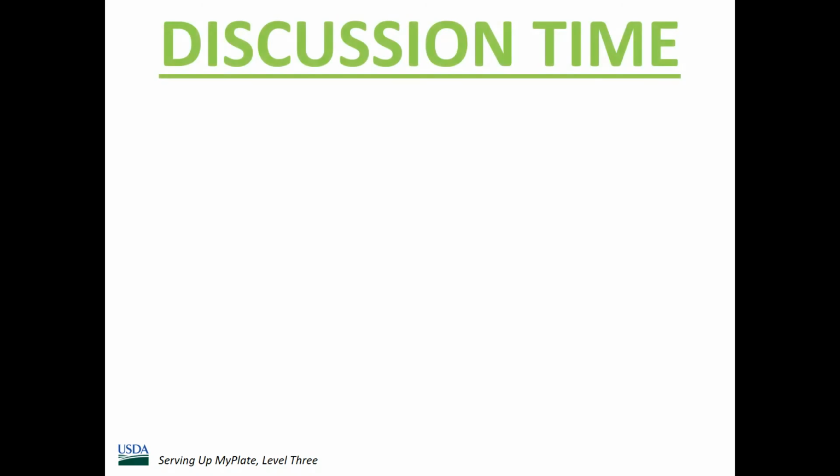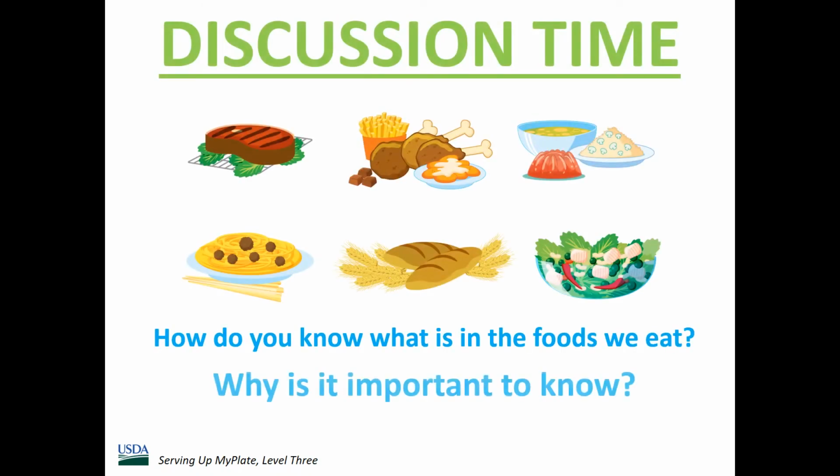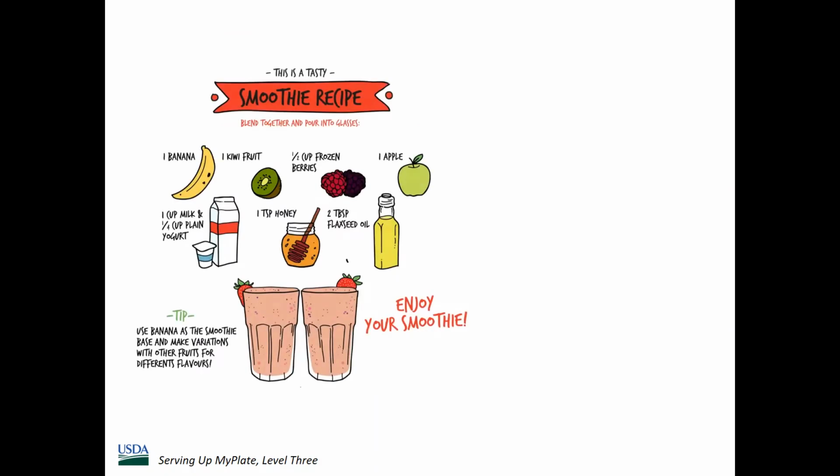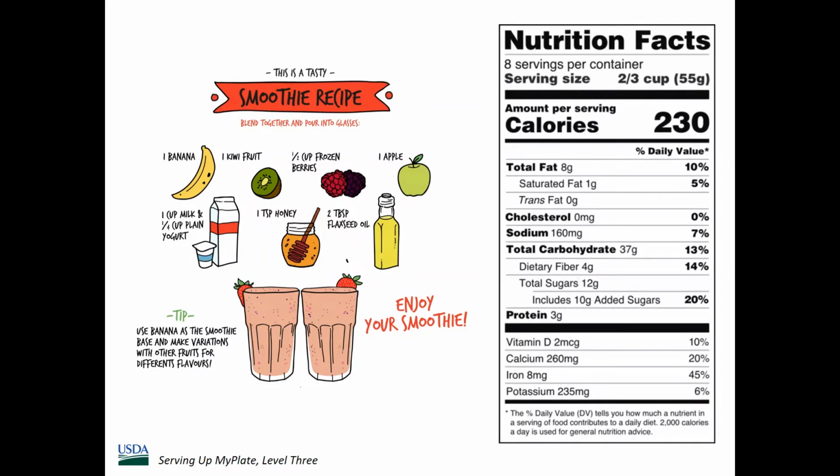But how do you know what is in the foods you eat? And why is it important to know what's in our food? Discuss your answers as a class. It's important to know a food's ingredients so that we can make healthier decisions. The nutrition facts label and ingredients list on packaged food items provide information about the food's content and nutrients. There are also some foods with hidden ingredients which we should eat less often or in smaller amounts.